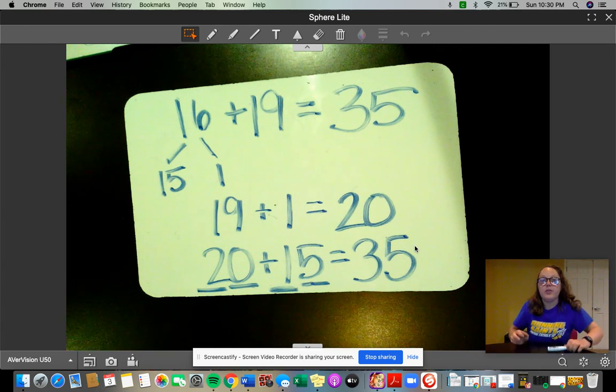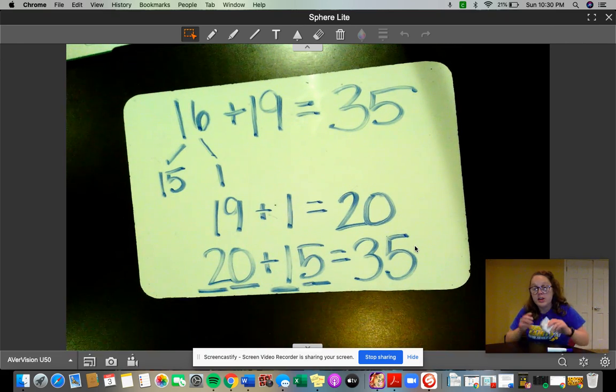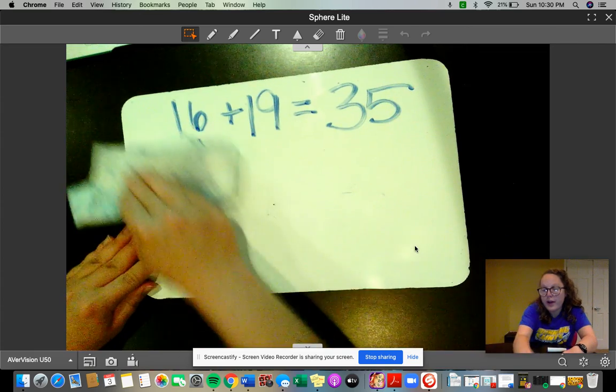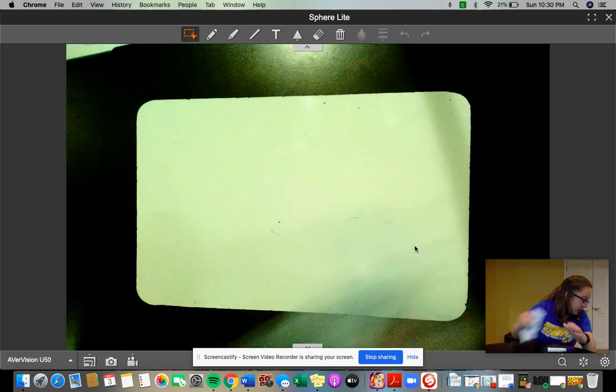And so we're looking really to make groups of 10, whether it be by taking 10 out of one of the numbers or by creating groups of 10 like we've done in the last two problems. Using your tens is really going to help you add a lot. So we'll do one more, and this one's going to be kind of a tricky one.